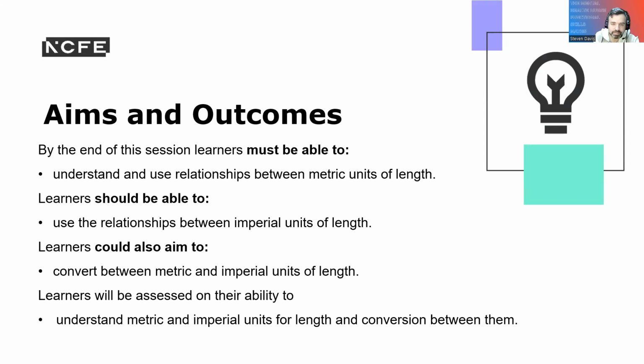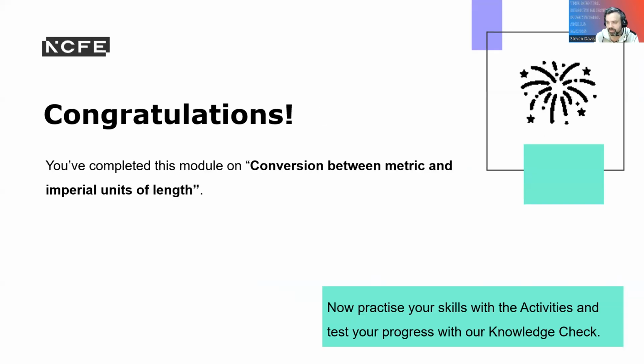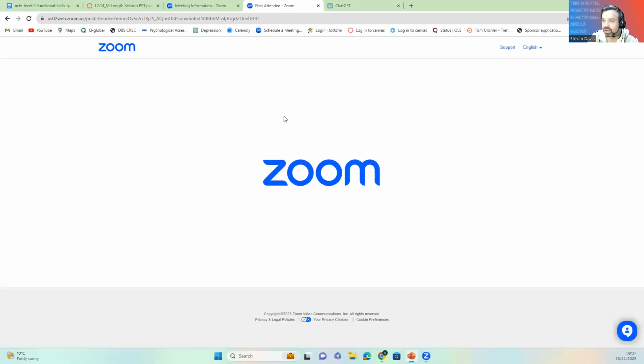Aims and outcomes. By the end of this session, learners must be able to understand and use relationships between metric units of length. Learners should be able to use the relationship between imperial units of length, and learners could convert between metric and imperial lengths. Please make sure that you go through, check your videos, do the activities, and do your knowledge checks and make sure you've understood everything. Well done.